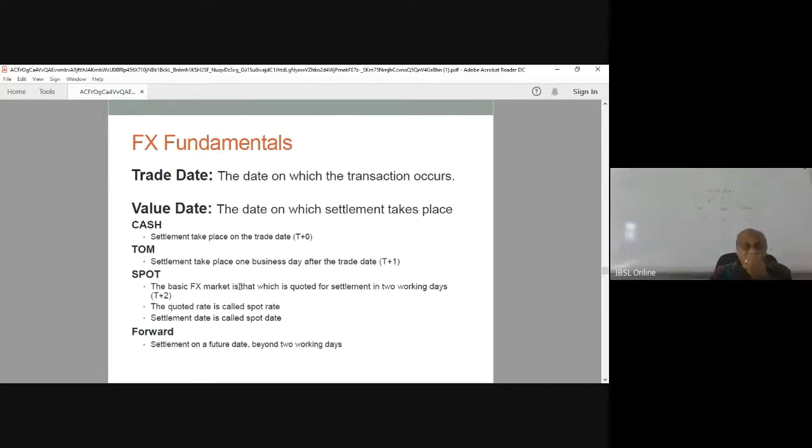Two working days. Because even if something happens, and you find on the end of the day audit that you have made a blunder, a wrong transaction, immediately you can sort it out within those 2 days before it gets valued.